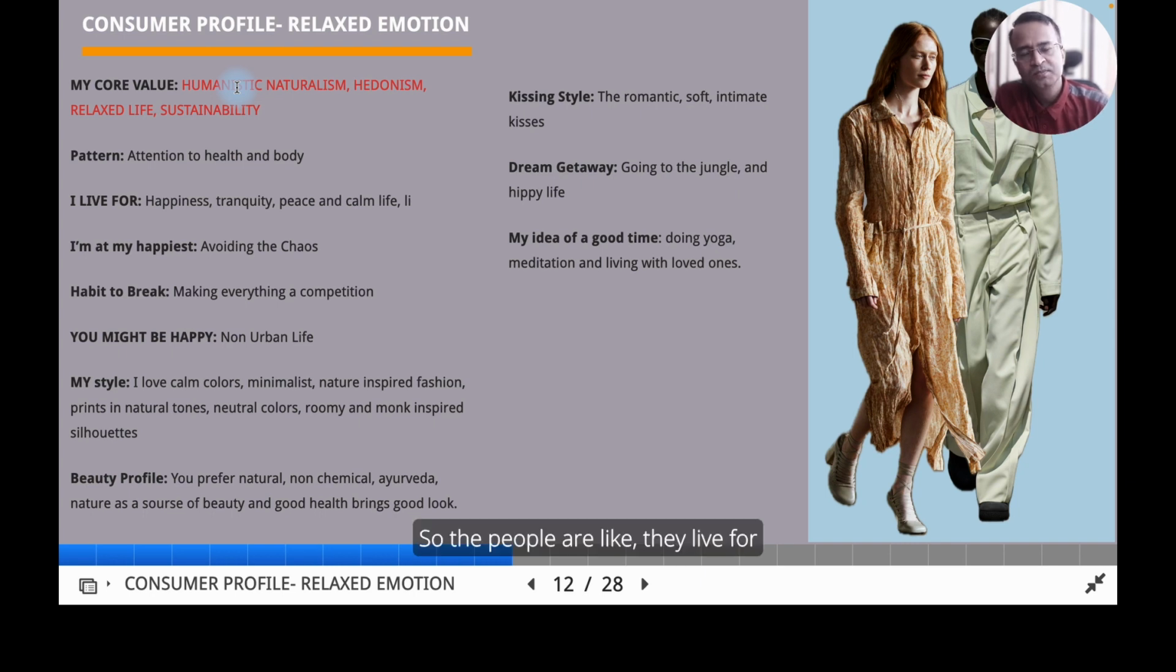So these people live for happiness, tranquility, peace, and a calm life. The next question you could include in your consumer profile is when they are happy. So: I am at my happiest avoiding the chaos. Then, what are their habits to break?